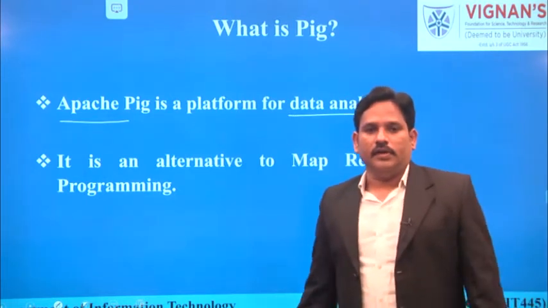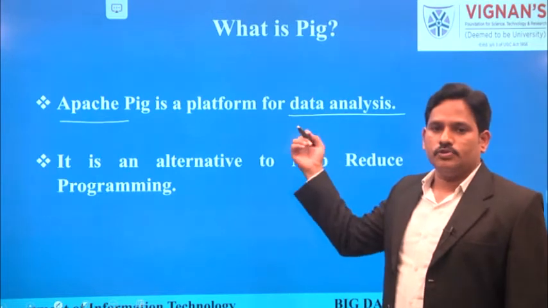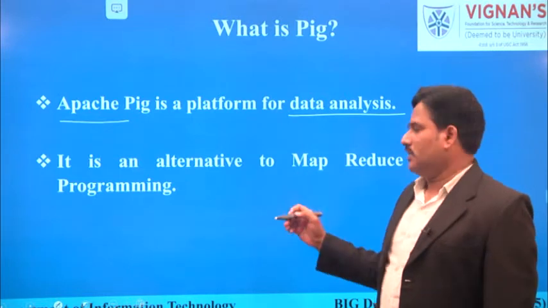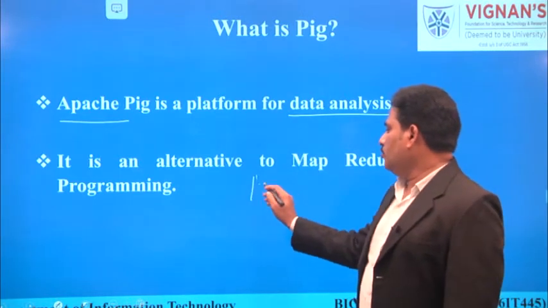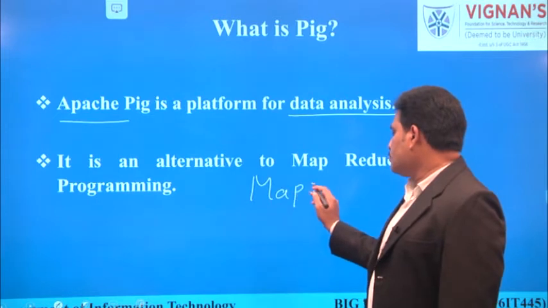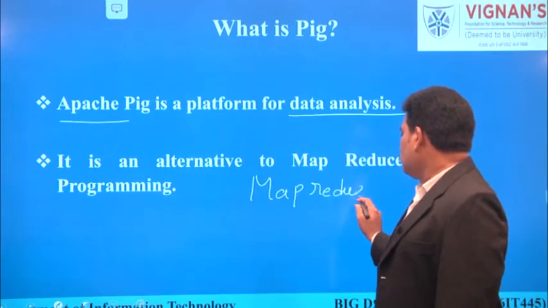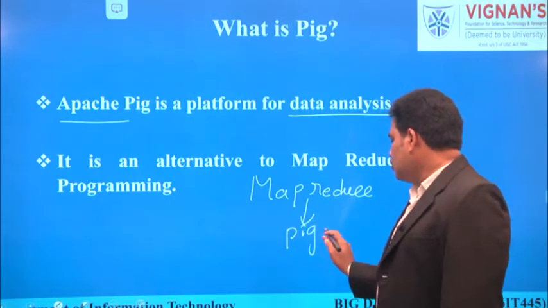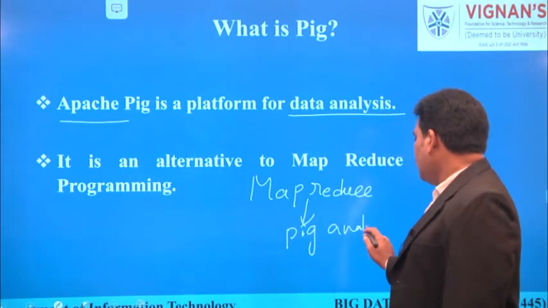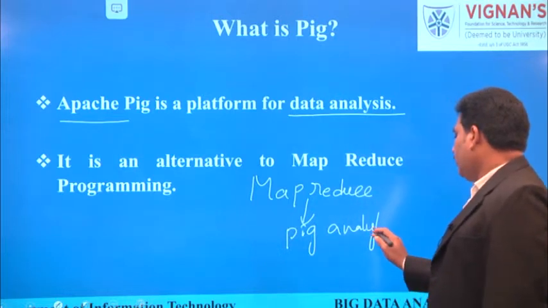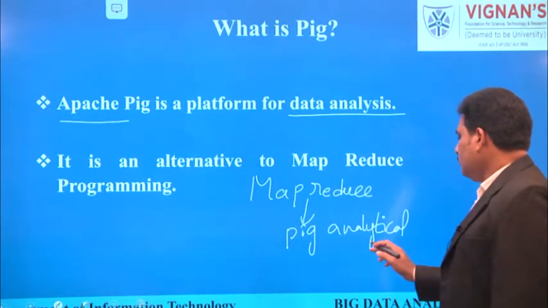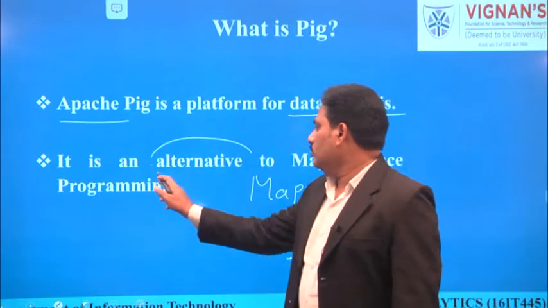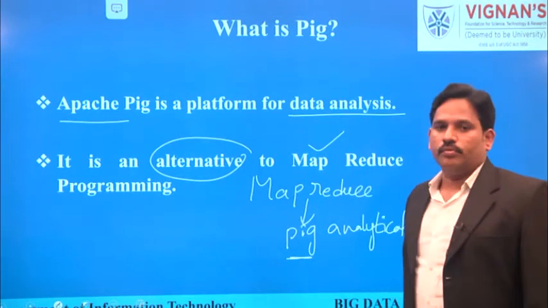That means in addition to MapReduce, we can also use Pig for data analytical activities or data processing activities. So in addition to MapReduce, we can also use the Pig analytical tool. Basic data analytical activities are executed using the Pig environment. It is an alternative for MapReduce programming.